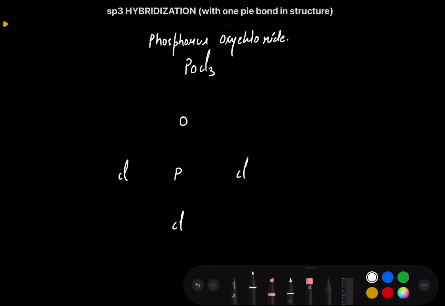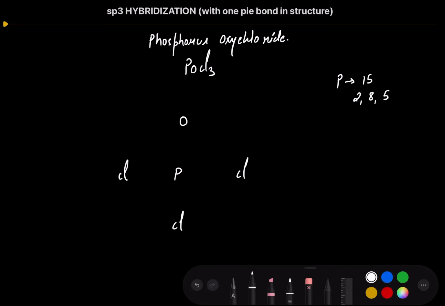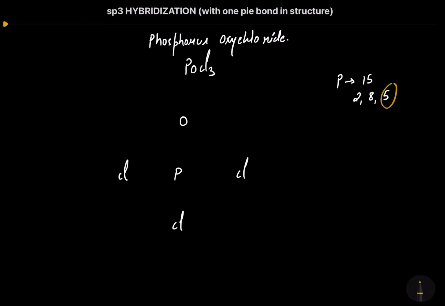Now what's the atomic number of phosphorus? It's 15. So the configuration will be 2, 8, 5. So that means phosphorus is having 5 electrons in its valence shell. So I'm going to mark 5 electrons around phosphorus in the Lewis structure. That's the first electron, second electron, third, fourth and the fifth.